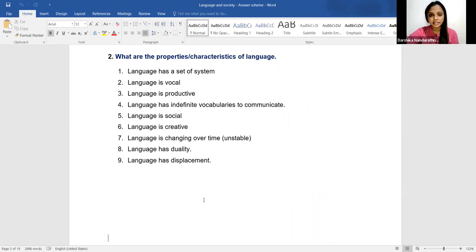Language's characteristics, you know them well, because this is a topic which is discussed very widely.